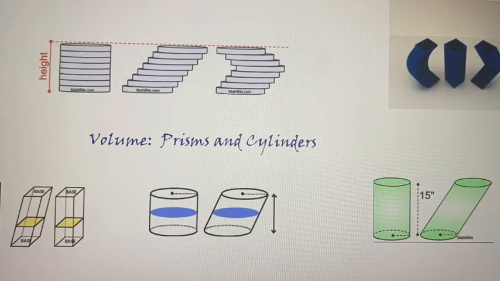Today we're going to be talking about volume of prisms and cylinders. So let's think about it. If solids have the same height and matching areas everywhere along that height, then they have the same volume.